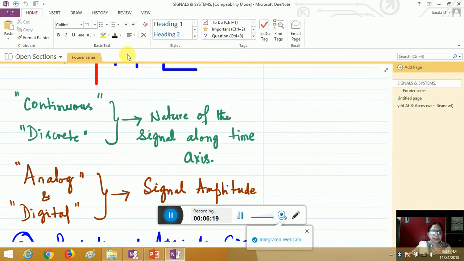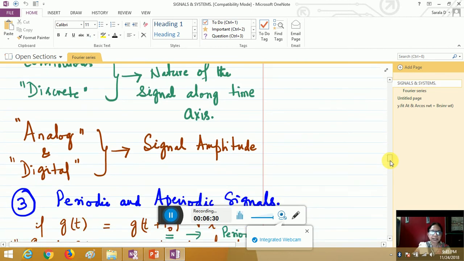So continuous and discrete, how do you differentiate? The nature of the signal along the time axis is what is referred to as continuous and discrete. Then analog and digital refers to the signal's amplitude. That means when you are talking about an analog signal, you consider the amplitude.